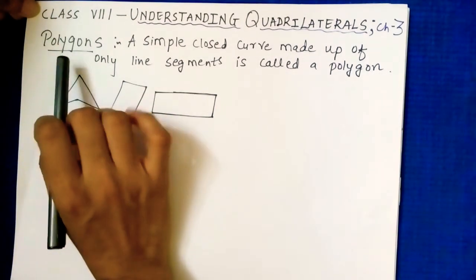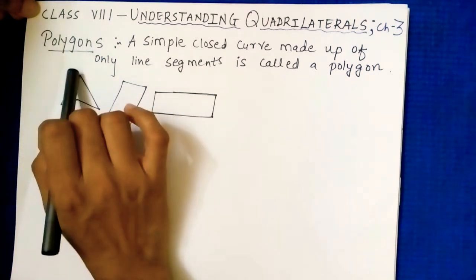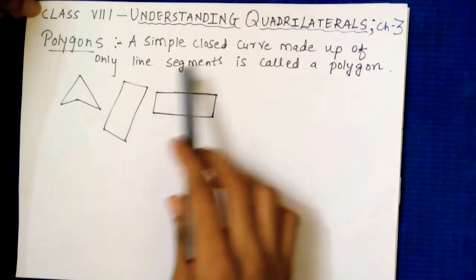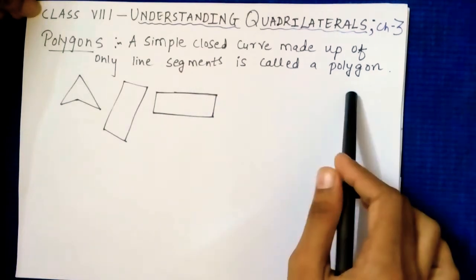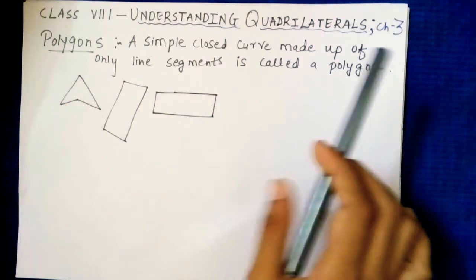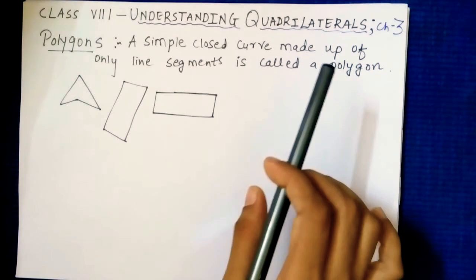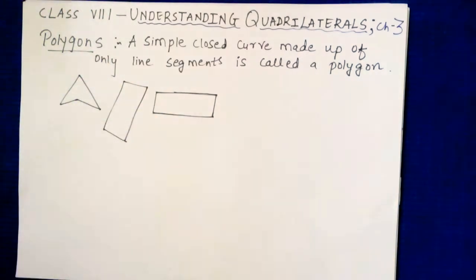First of all, we will talk about polygons. So what are polygons? A simple closed curve made up of only line segments is called a polygon. So polygon means what? It should be a closed curve and it should be made up of only line segments.